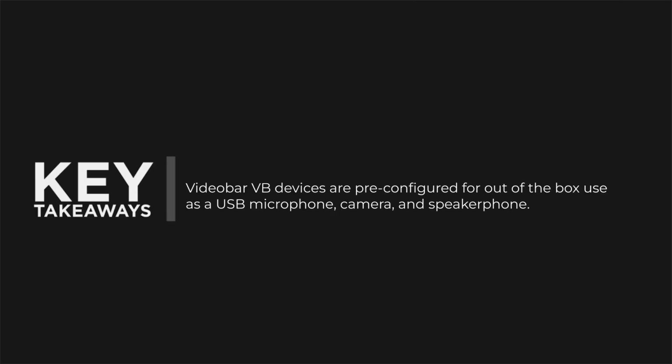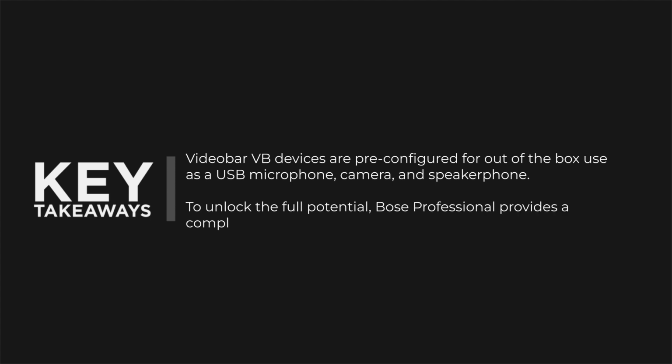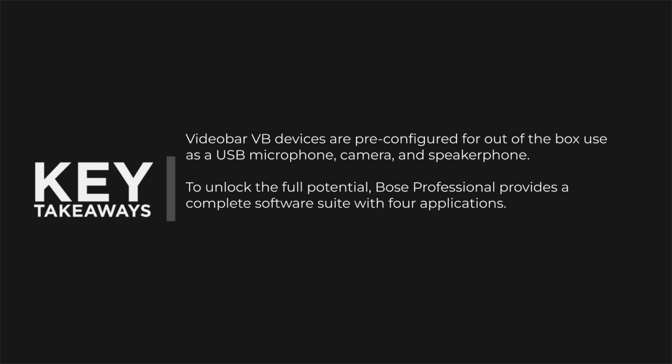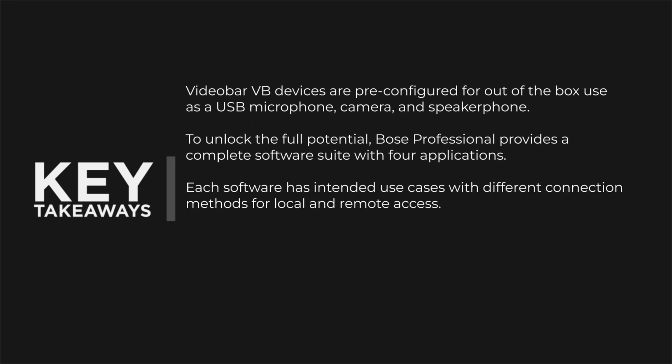To close this tutorial, your key takeaways are: Bose Professional Videobar VB devices come pre-configured for out-of-the-box use as a USB microphone, camera, and speakerphone. To unlock the full potential of VB devices, Bose Professional provides a complete software suite with 4 applications. Each software has intended use cases with different connection methods for local and remote access.